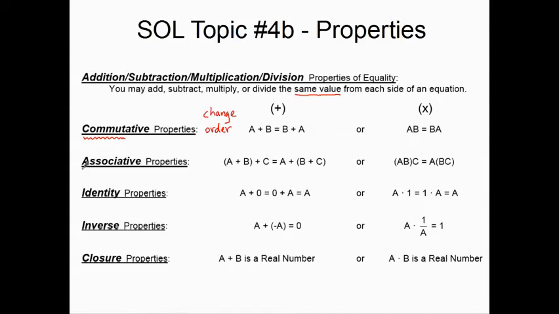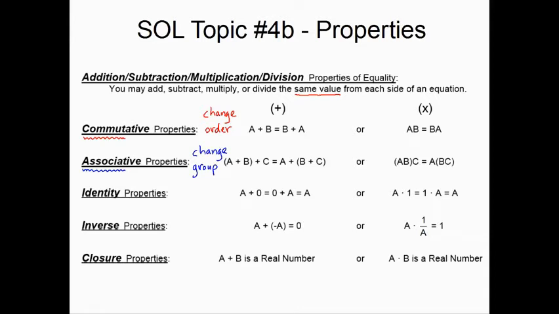Our next property, the associative property. I see the word associate in there. You associate with different groups throughout the week. Notice that the order does not change. A, B, C, A, B, C. The order is not changing. What's changing are your grouping symbols. So we change the group. We add A plus B together first and then add C. And that's the same thing as adding B and C together first and then adding A. Similar idea with multiplication. We're changing the group, not the order.